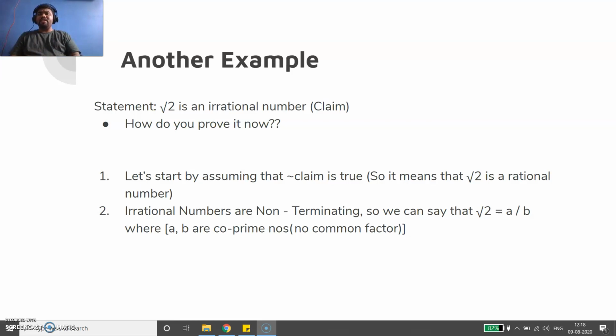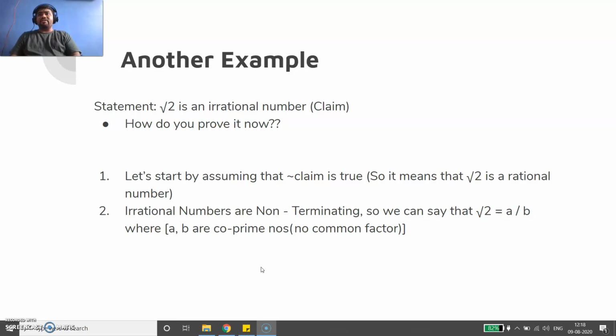A divided by B, where A and B are co-prime numbers. Now what are co-prime numbers? Co-prime numbers are numbers which don't have any common factor. Let's take an example. Let's say A is 20 and B is 10. Now 20 and 10 have a very basic common factor of 2. So if I divide them, 20 will become 10 and 10 will become 5, right?